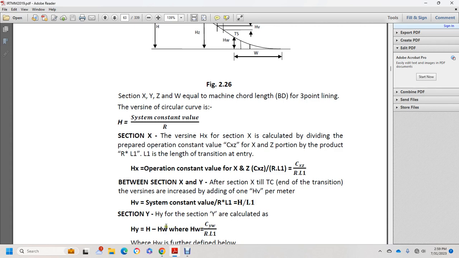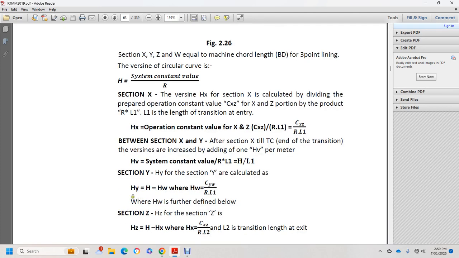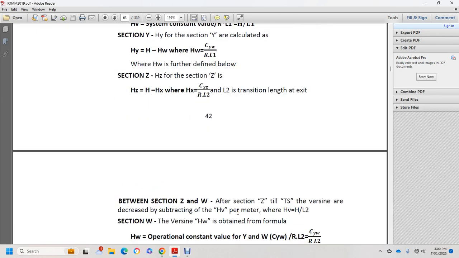Where HW is equal to CYW over the radius times L1. Section Z: HZ is equal to H minus HX, where HX is equal to CXZ over the radius times L2, the length L2 at exit. Between section Z and W, after section Z until TS, the versine line is decreased by subtracting HV per meter, where HV is equal to H over L2.